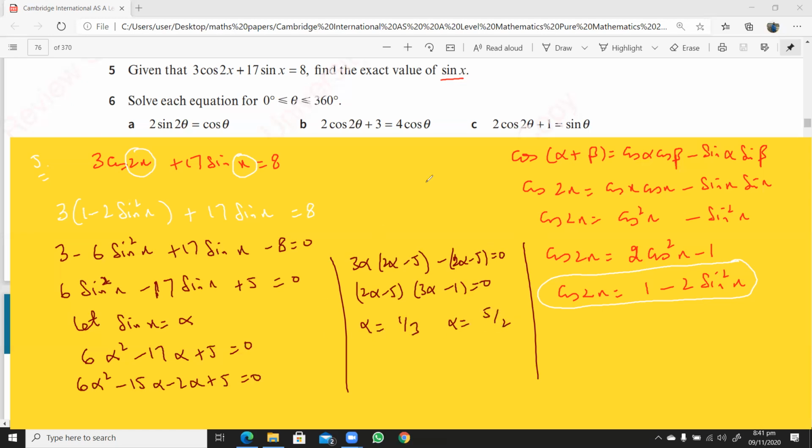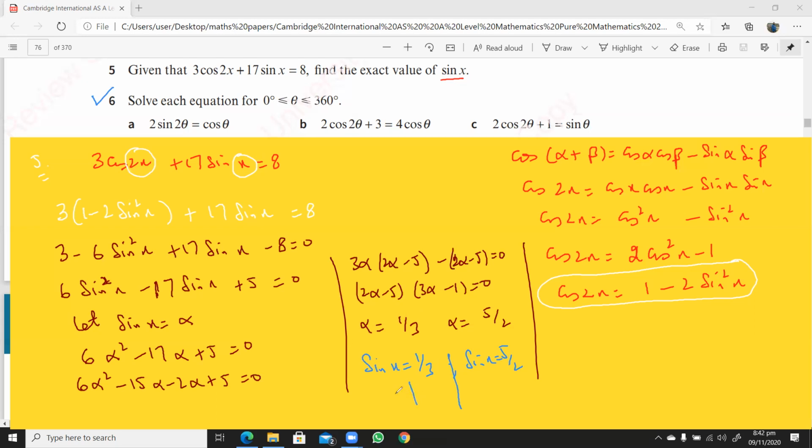So alpha is basically your sine x. So the exact values of sine x are going to be either 1 by 3 or 5 by 2. Okay, and suppose if it was a question like the sixth question, and you had to find the angle x, and the angle x was from 0 to 360, then you will have these two different cases.